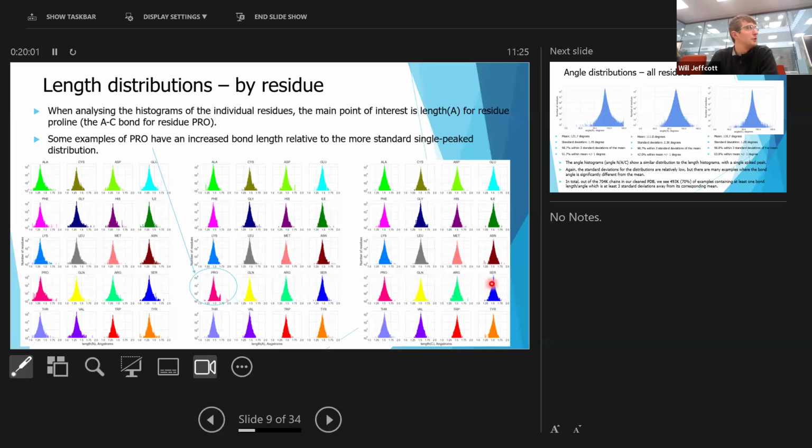And then if we looked by residue, so we split up our histogram into the 20 different residues, we largely see what looks like roughly the same distribution for all 20 residues. There is an interesting plot for proline in the length A, and that is that it's got a slight peak at a slightly longer bond length. But other than the proline plot, the rest of them look pretty similar.